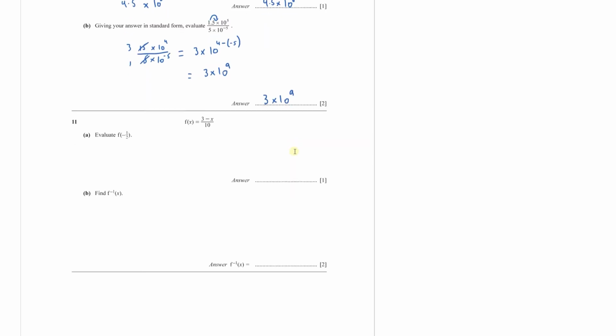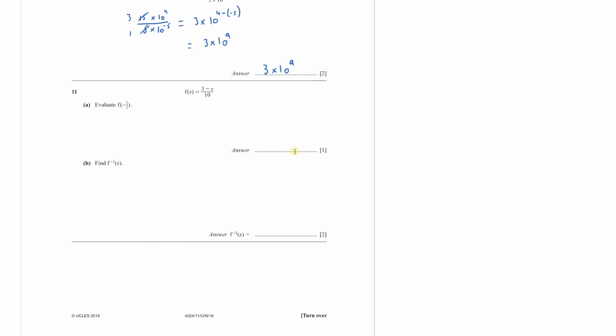Let's move on to question number 11. So part A is evaluate f of minus 1 by 2. So you will simply substitute x with minus 1 by 2 here. So f of x would be 3 minus, and then minus 1 over 2 whole divided by 10. This minus minus becomes plus. So this becomes 3 plus 1 over 2 divided by 10.